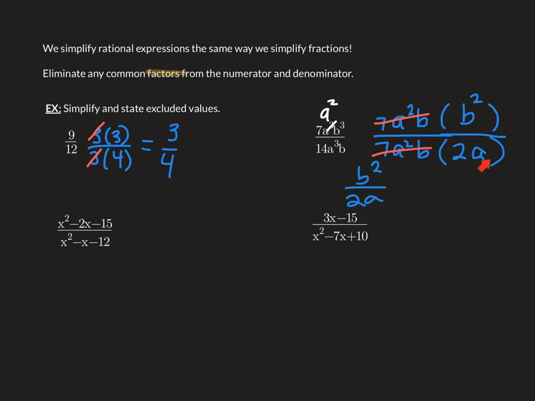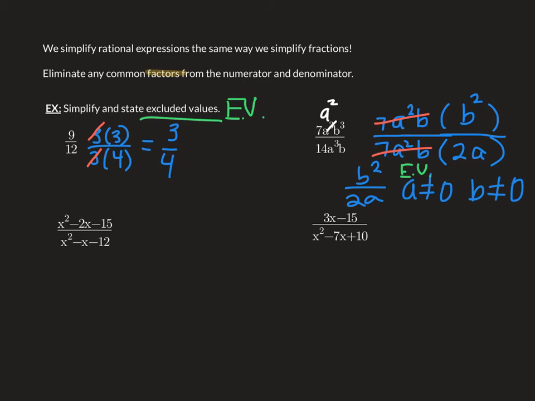But let's go back to this problem. Looking at both of my terms in my denominator before I canceled out my 7a squared b, what could I plug in for a and what could I plug in for b that would make my denominator 0? Right, if I plugged in a equals 0, my denominator would be 0. And if I plugged in b equals 0, my denominator would become 0. So therefore my excluded values, sometimes we abbreviate excluded values with an EV, so if you ever see that on a worksheet or something, that's what that means. So my excluded values, my EVs, for this problem are a cannot be 0 and b cannot be 0.